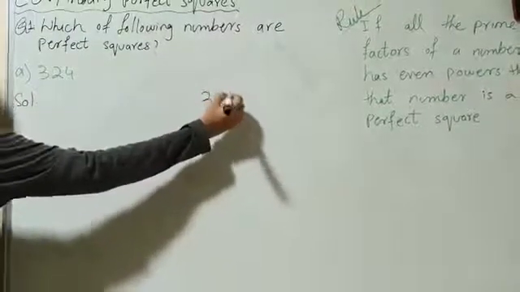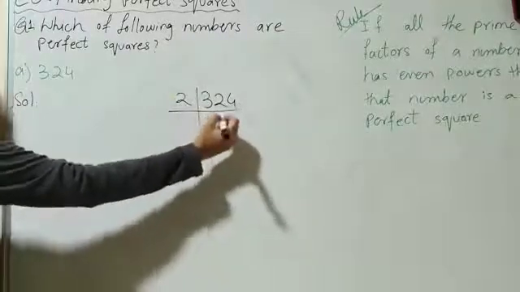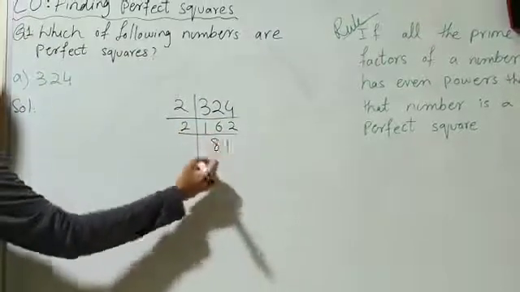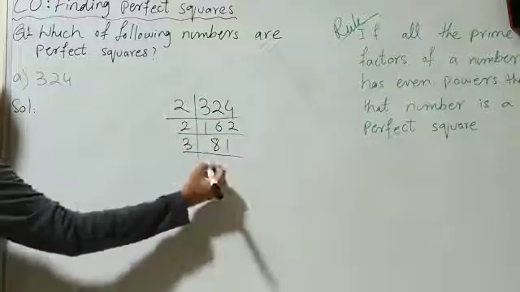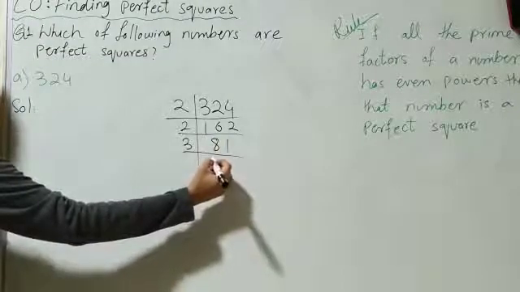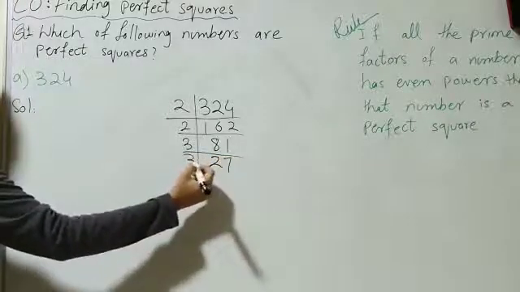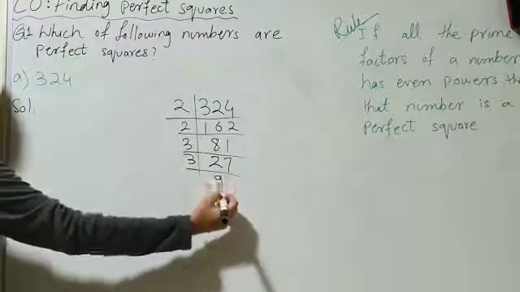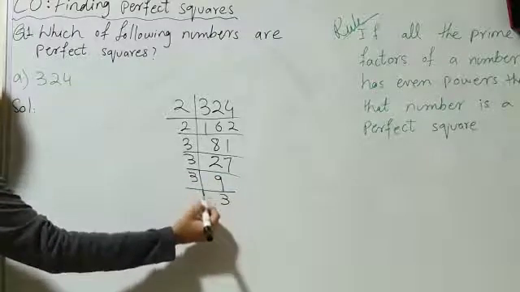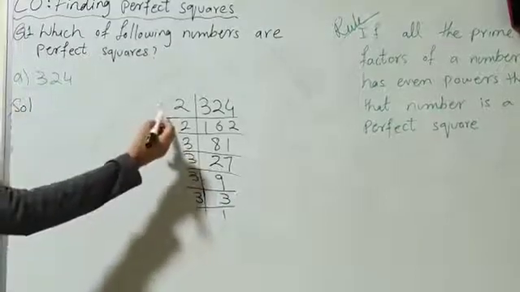We write 324 divided by 2, 162. Now again we have 2 at the end, so again divide by 2. We get 81. Now 8 plus 1 is 9, so we know it can be divided by 3. 3 twos are 6 and 3 sevens are 21. Now 3 nines are 27, 3 ones are 3. Now these are the prime factors of 324.